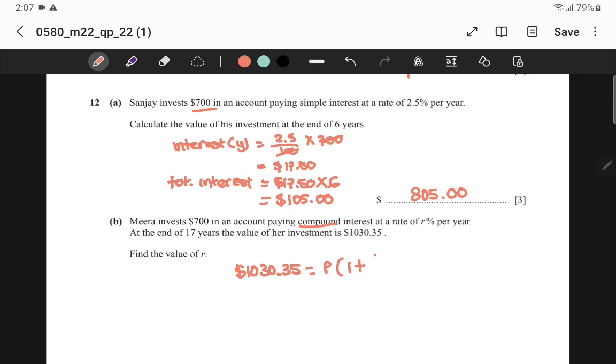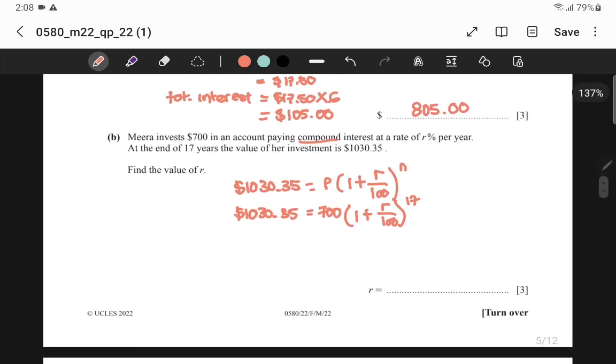And then after that, you put the R over 100, and then this one will be the year. I will do it really fast. The principal is the original amount of money that she has in the account. And then 1 plus the R, which is being questioned, and then the N will be the year 17, right? Then I will try to make the R the subject of this equation.